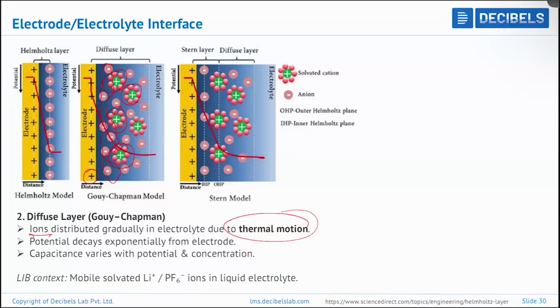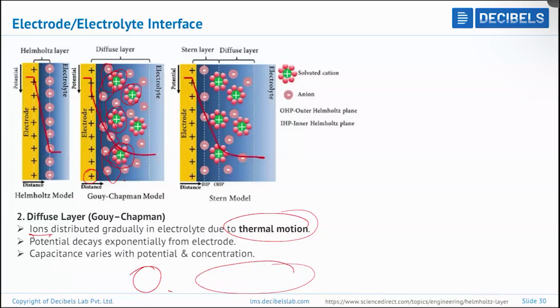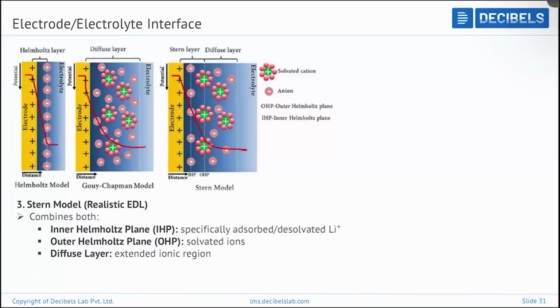With respect to the lithium-ion battery context, the mobile, solvated lithium ion and the PF6 ions in the liquid electrolyte are considered in Guy-Chapman. However, in the Helmholtz model, it is ignored. So next, there is one more model, the realistic one, which is actually close to the lithium-ion battery. That is the Stern model, which combines both the Helmholtz and Guy-Chapman.